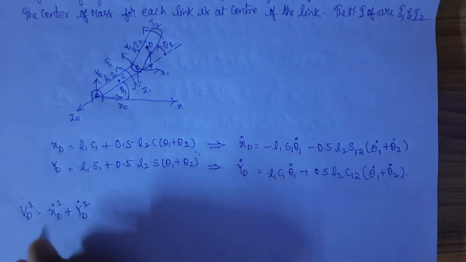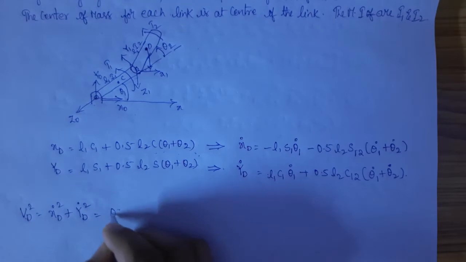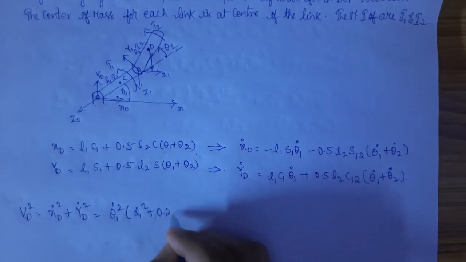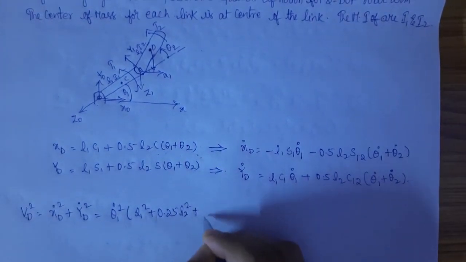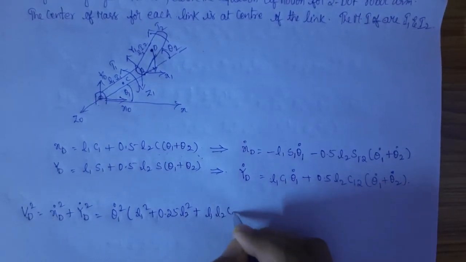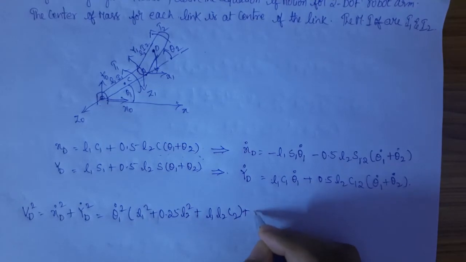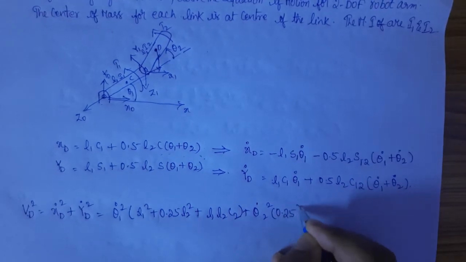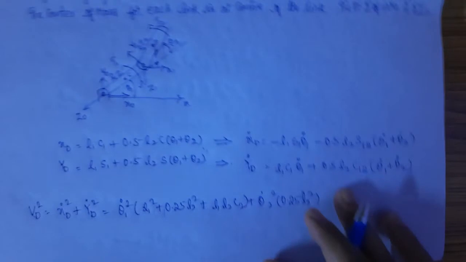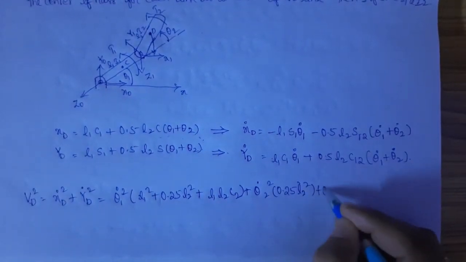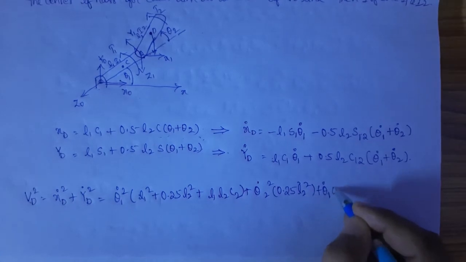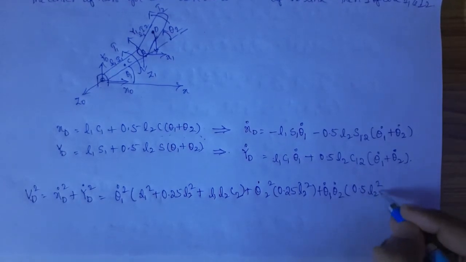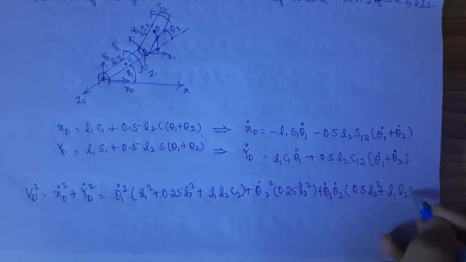We get an answer of theta dot 1 squared times (L1 squared plus 0.25 L2 squared plus L1 L2 cos theta 2), plus theta dot 2 squared times 0.25 L2 squared, plus theta dot 1 theta dot 2 times (0.5 L2 squared plus L1 L2 cos theta 2).